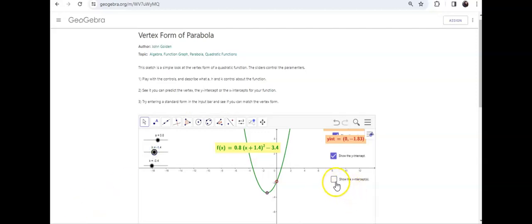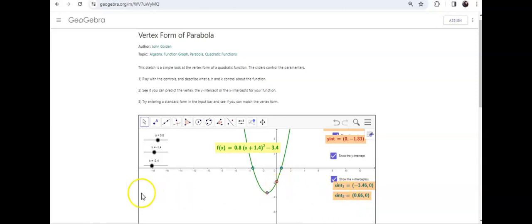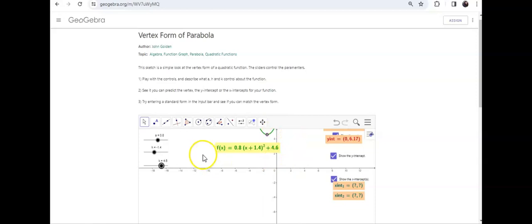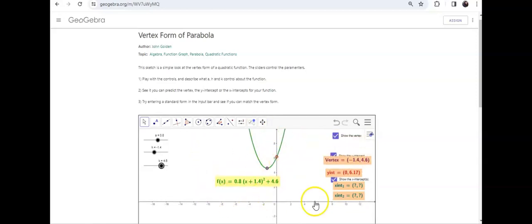Now, let's show the x-intercepts. These are the roots. Here k is 4.6 and h is negative 1.4. We have no x-intercepts and no roots, because the parabola does not touch the x-axis. Now, let's move k and look at that.